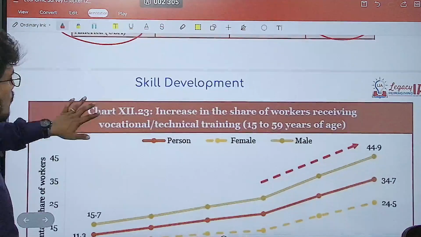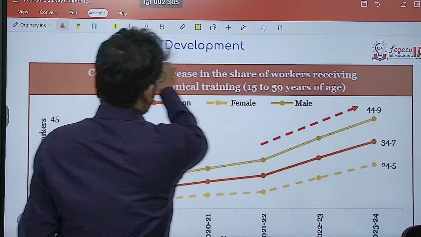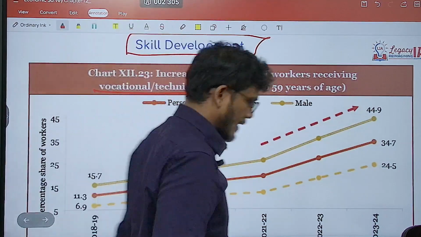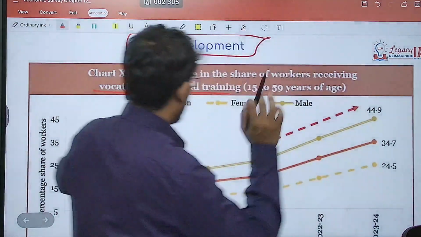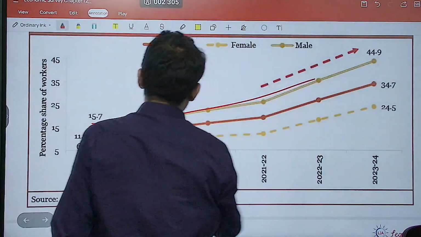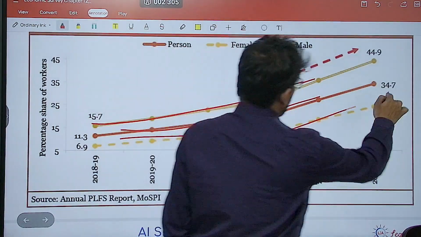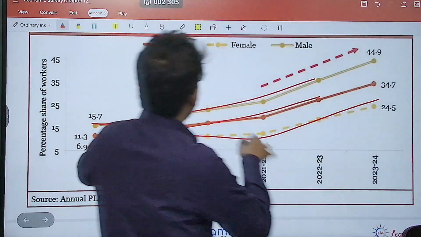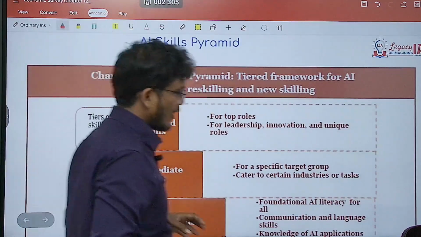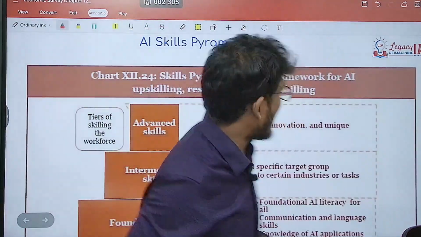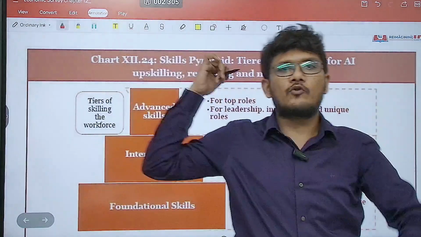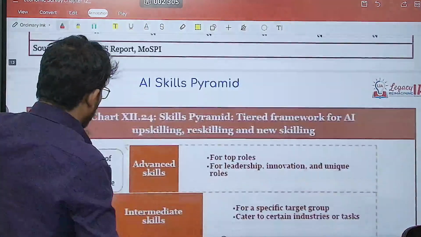Now, moving ahead, skill development. Increase in the share of workers receiving vocational and technical training. That is definitely the case. The government has done quite well when it comes to skill development. You can see there is a huge amount of increase in skill development for males, females and people in general. Now, the government has also come up with the AI pyramid. What is the AI pyramid? Developing the skill of the people with respect to this AI pyramid.